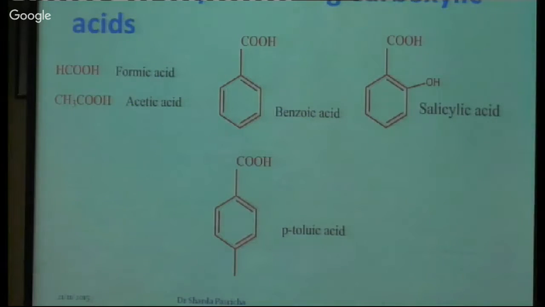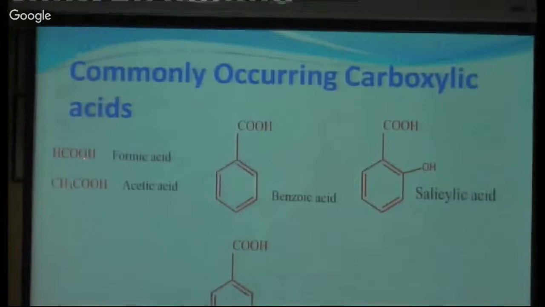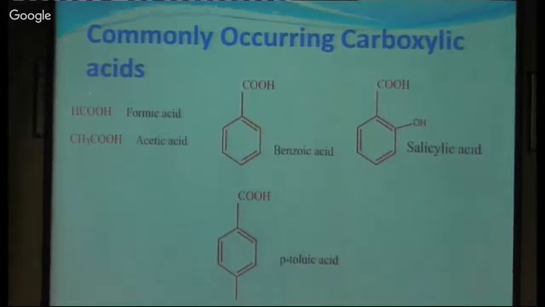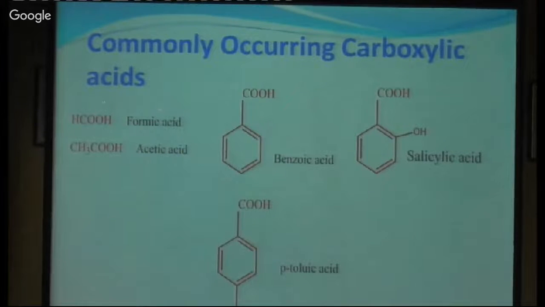Now, these are some of the naturally occurring carboxylic acids which we commonly come across. This is the first compound. If you look at this, this is the simplest of carboxylic acids. The common name is formic acid. This compound is acetic acid. Vinegar we all use in our kitchens; vinegar is nothing but acetic acid. This compound is benzoic acid. If you look at this compound, this is 2-hydroxy benzoic acid. This compound is commonly known as salicylic acid.